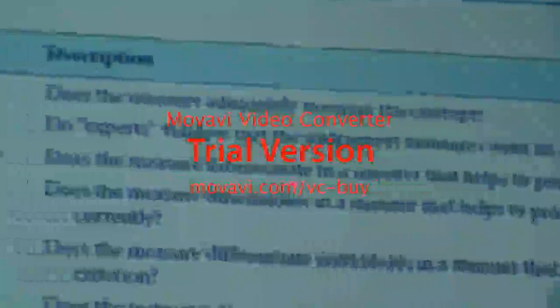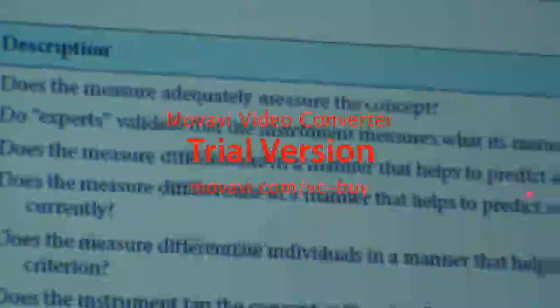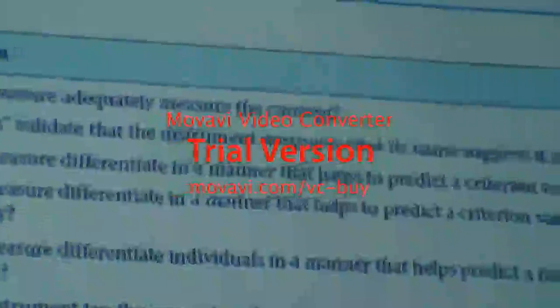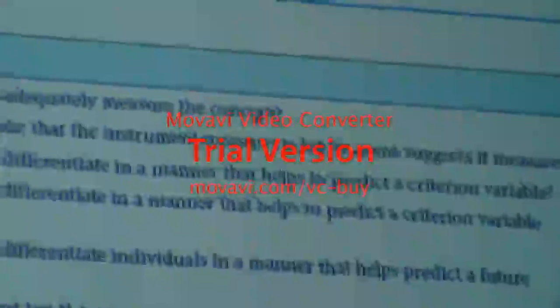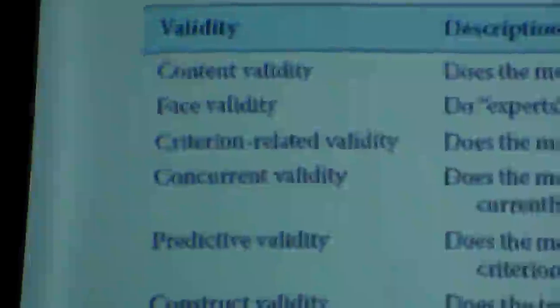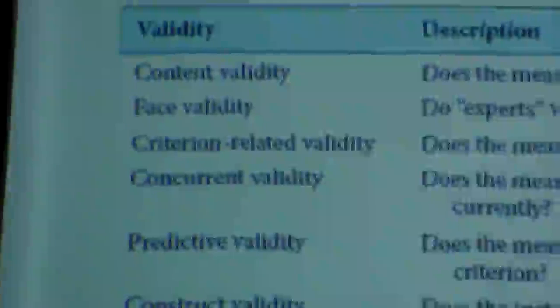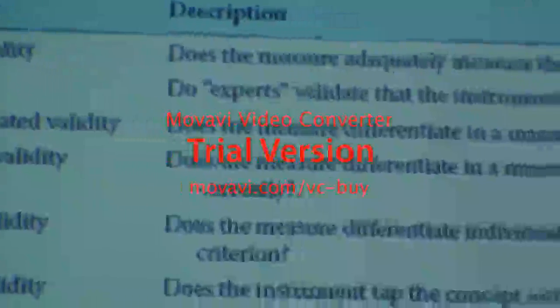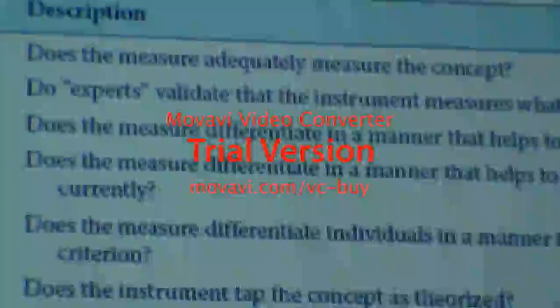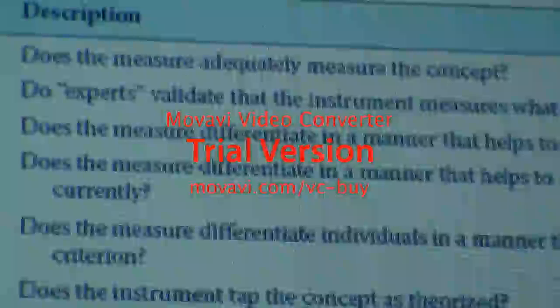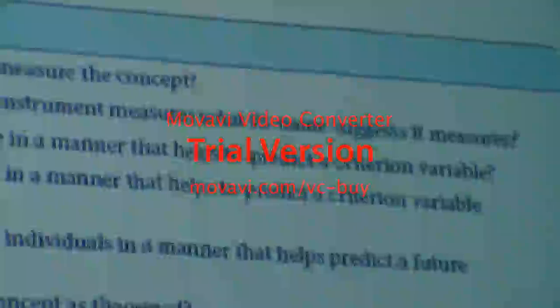Criterion-related validity: does the measure differentiate in a manner that helps to predict a criterion variable? So all these things are just measures. When you do your analysis of the data and you get your results, how to be sure that these results are okay and the measures that you use are good enough? It is a kind of advanced topic that you can understand later on. So don't worry if you don't understand some of them now, just to know about them. Don't worry.